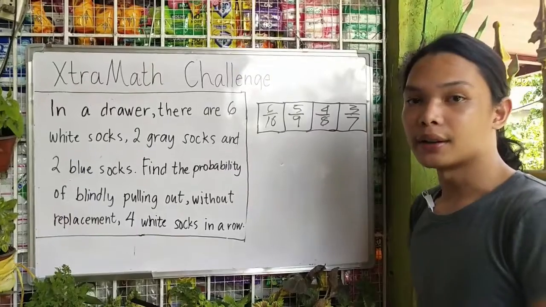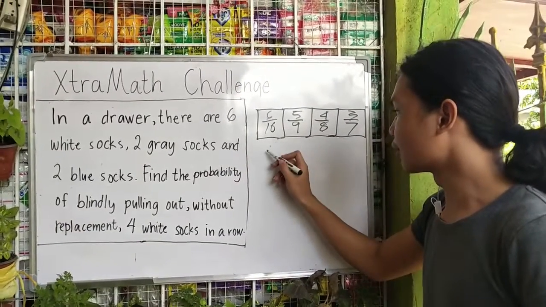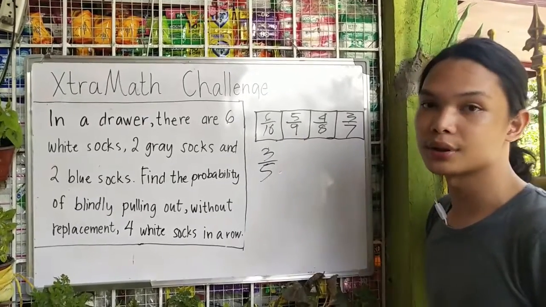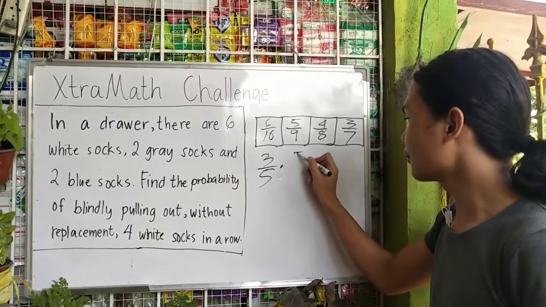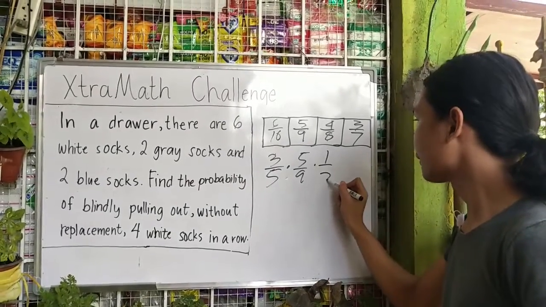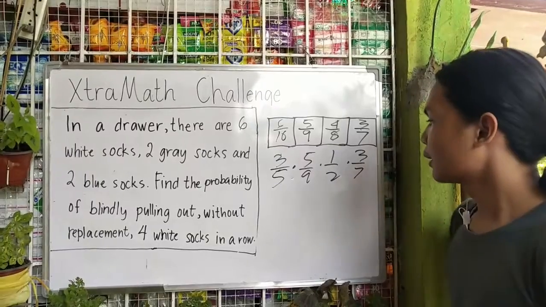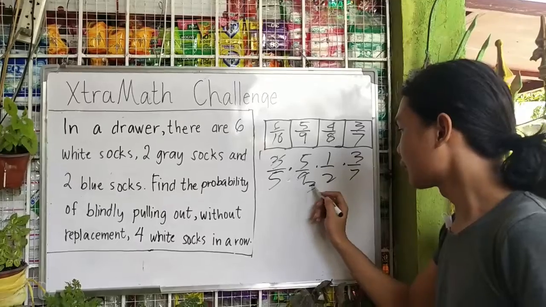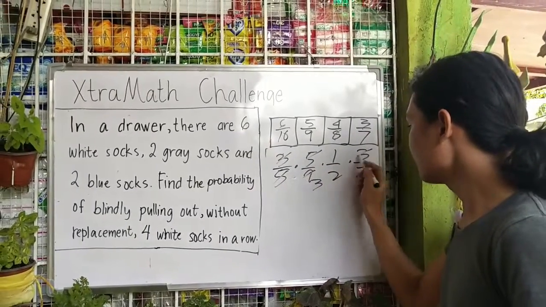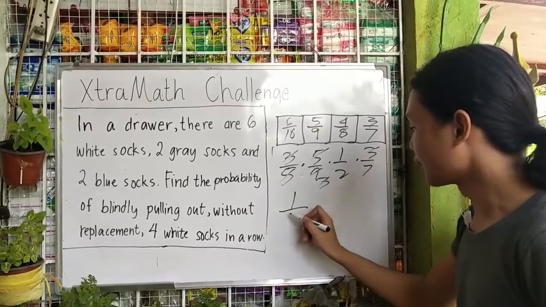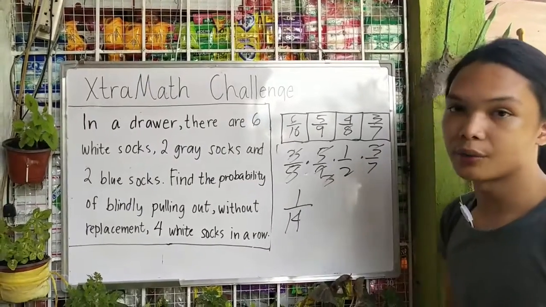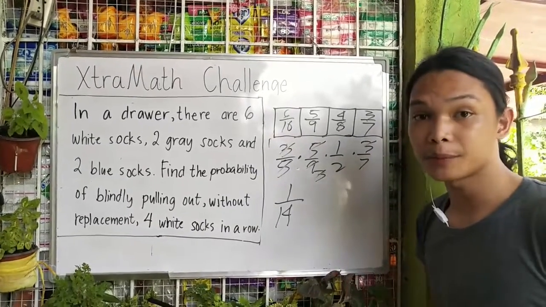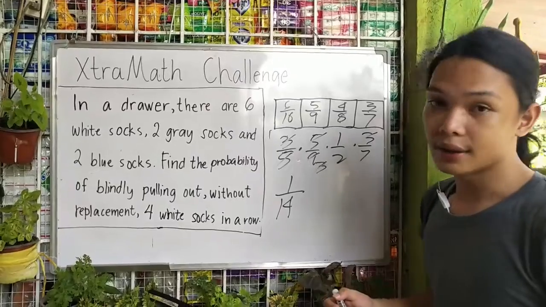By simplifying, since 6/10 can be simplified to 3/5, we have 3/5 times 5/9 times 1/2 times 3/7. By cross multiplication, we cancel the 1 and 3, and we arrive at the answer of 1/14. This is the probability of blindly pulling out, without replacement, 4 white socks in a row.